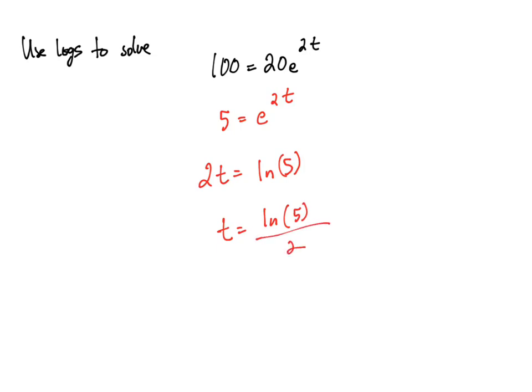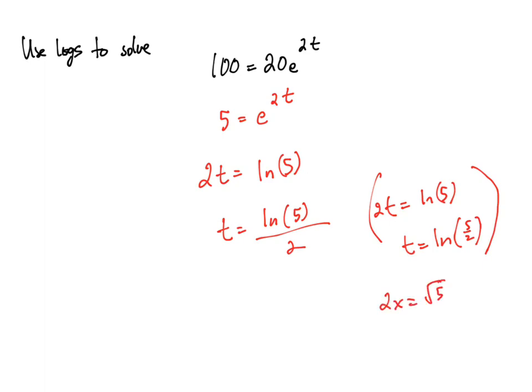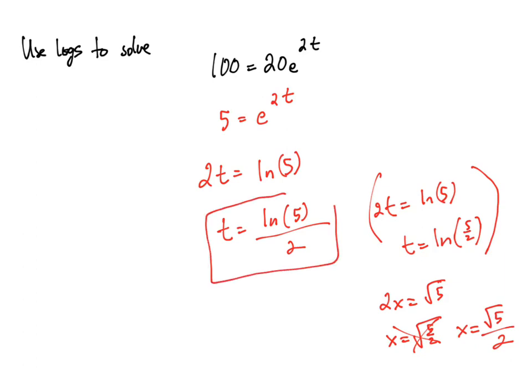Another common mistake is students, when they divide both sides by 2, they write this, ln of 5 halves, and that's not what we want to do. It's kind of like if we had this, 2x is equal to square root of 5. When we divide both sides by 2, we don't write square root of 5 halves. We write x is equal to the square root of 5 all over 2. All right, so those are just some tips for us, and this is the exact answer.